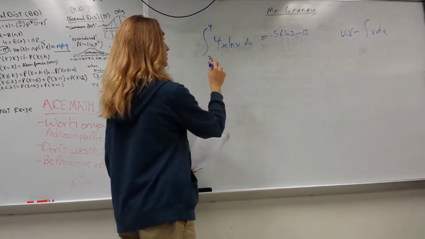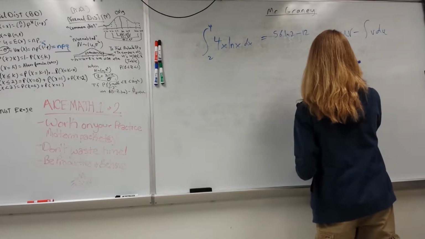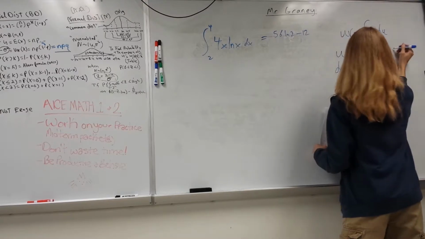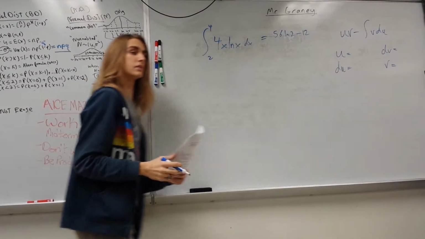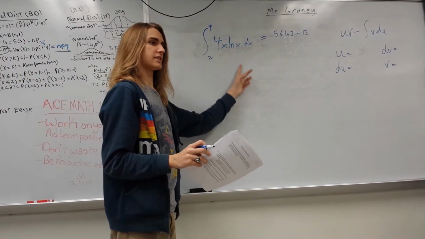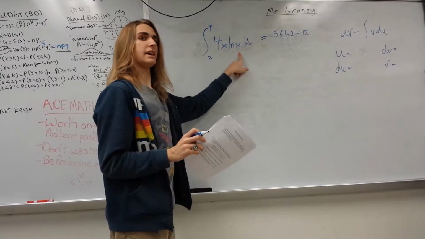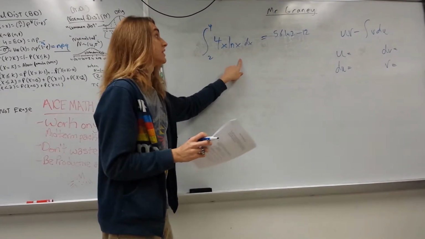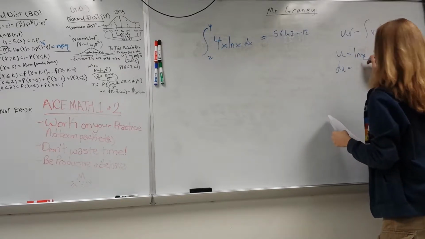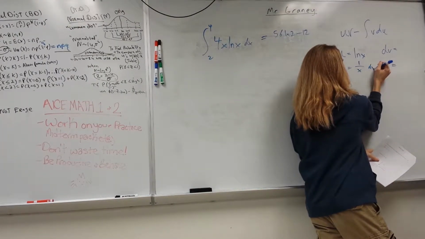Okay, so with this method, one of them's going to be u, which you derive to find du. The other one's going to be dv, which you integrate to find v. So there are these two different things here: 4x and ln of x. One of them you're going to have to derive, one of them you're going to have to integrate. The thing is, you can't integrate ln of x. That one doesn't work, so that has to be a deriving thing. So you have ln x as u, so du is going to be 1 over x dx.